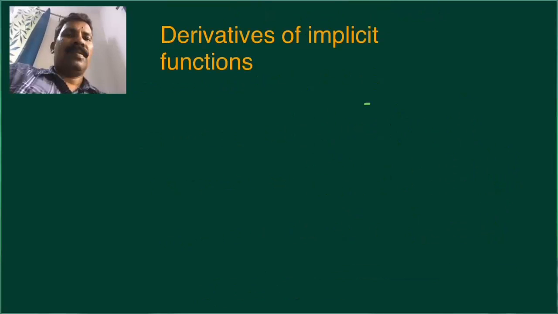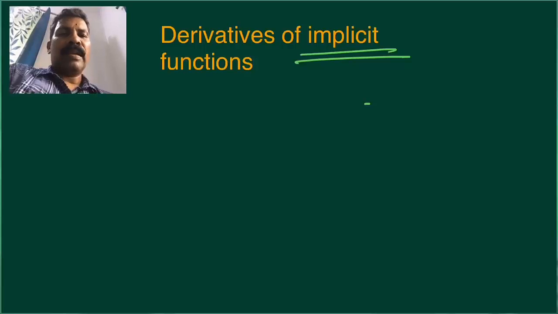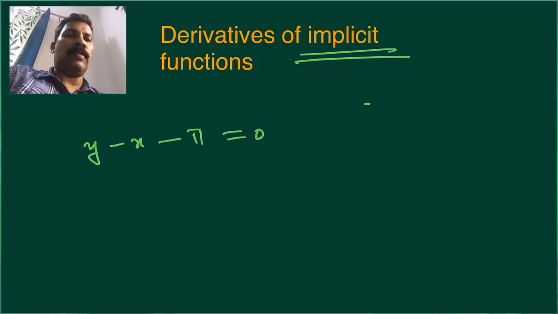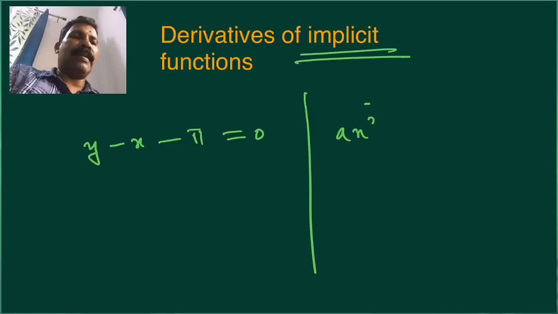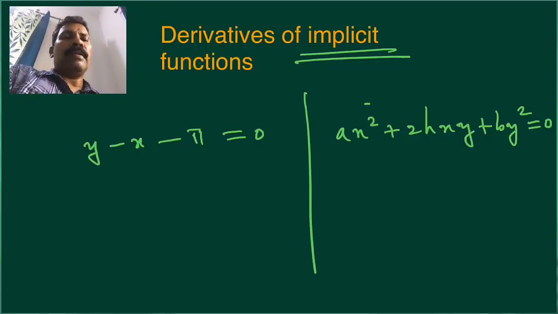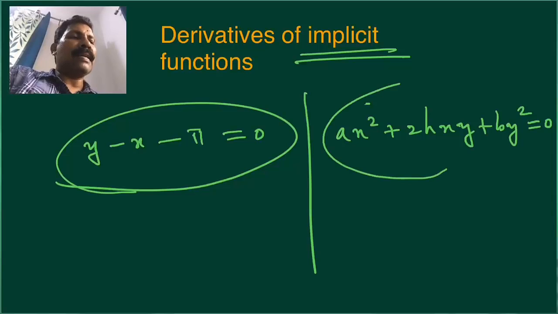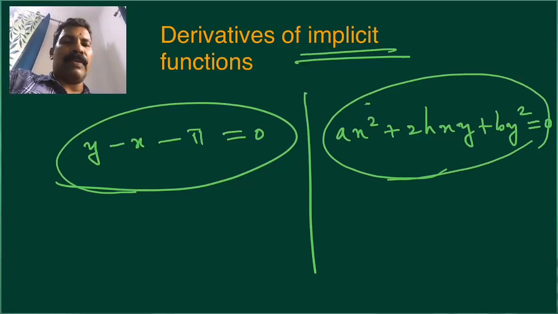That's all. Now let us study derivatives of implicit functions. First of all, what do we mean by implicit functions? Here we can consider two functions. One is, say, y minus x minus pi is equal to 0, and another one is ax squared plus 2hxy plus by squared is equal to 0. Now in the first case, y is expressed in terms of x, or simply speaking, there is a relationship between x and y. And in the second case also, there is a relationship between x and y.